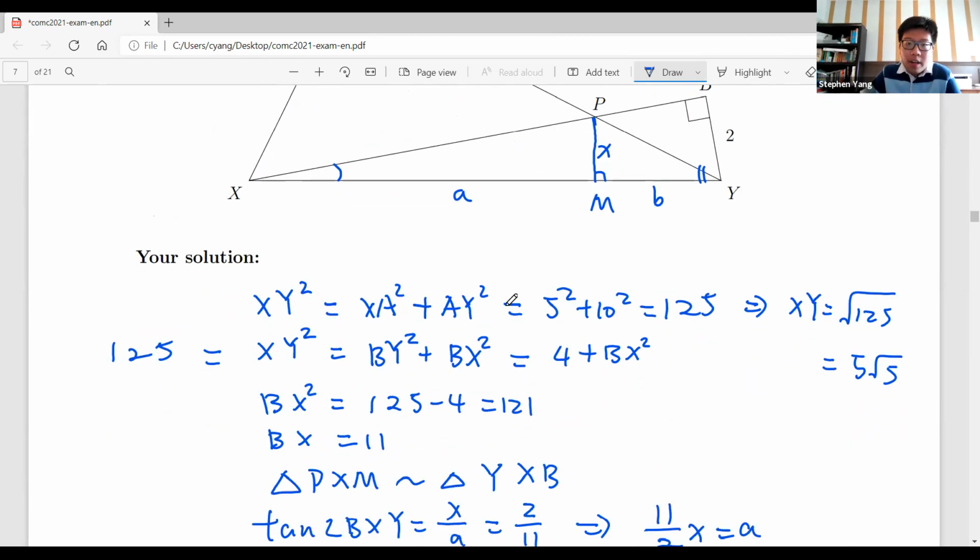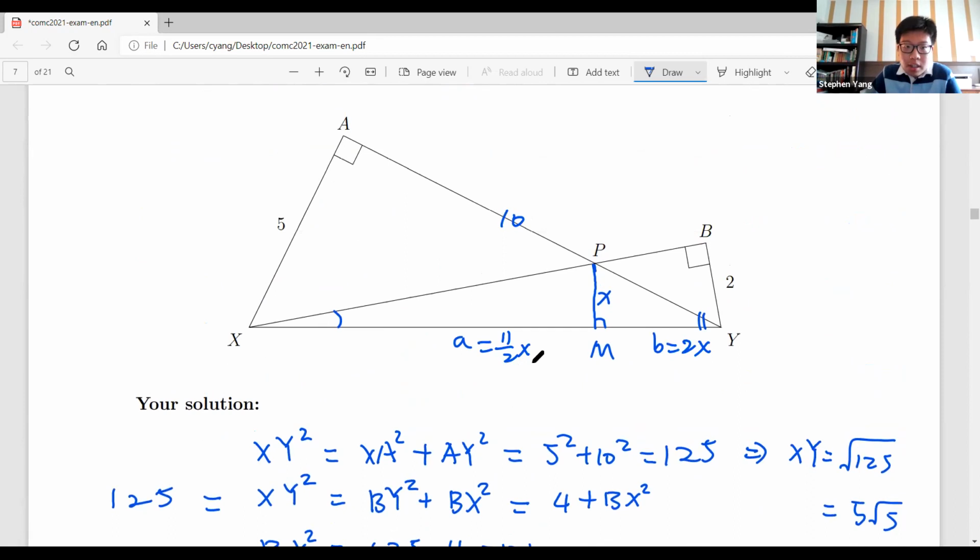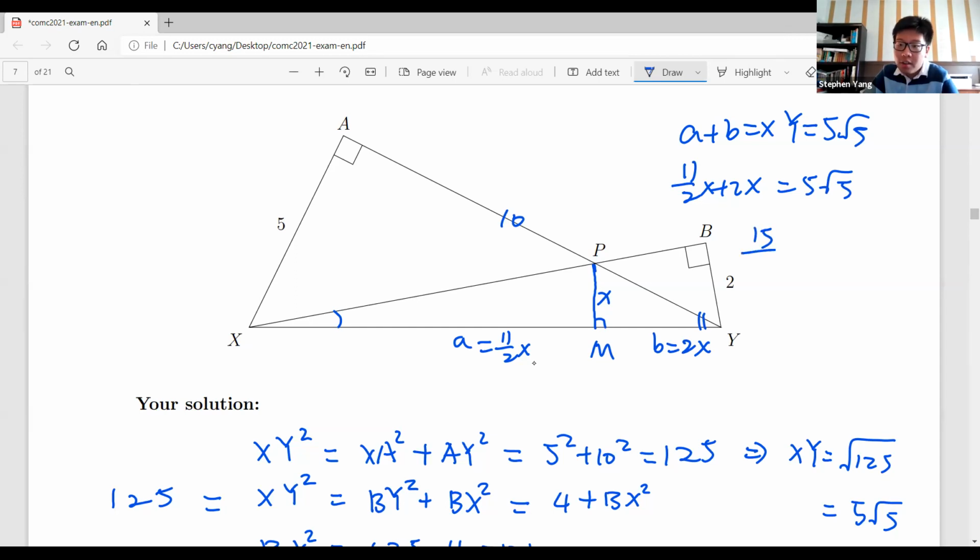Okay, so now we have determined a and b in terms of x. So a is equal to 11 over 2x, and b is equal to 2x. We also know that a plus b is equal to XY, which is 5 square root of 5. So we substitute in a and b for x. So we have 11 over 2x plus 2x is equal to 5 square root of 5. So what we have is 15 over 2x is equal to 5 square root of 5. So then you solve for x, and x is equal to 2 times square root of 5 over 3.